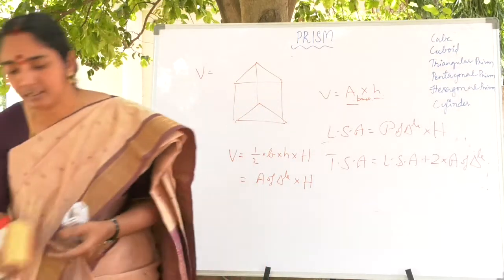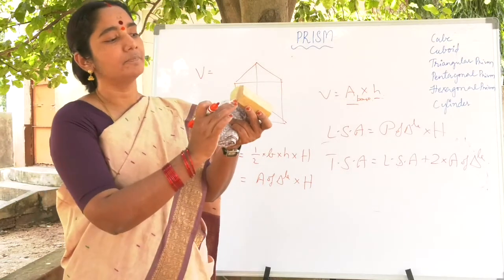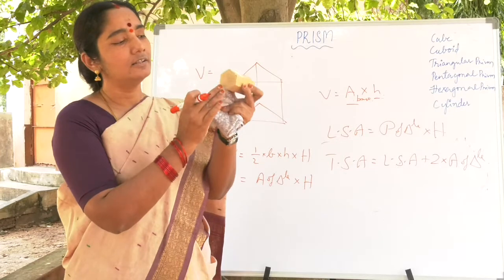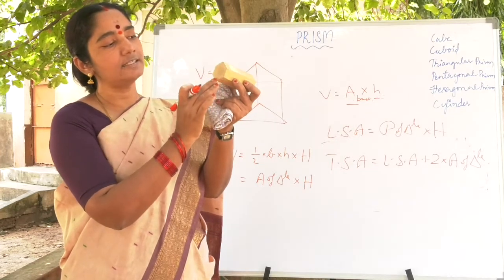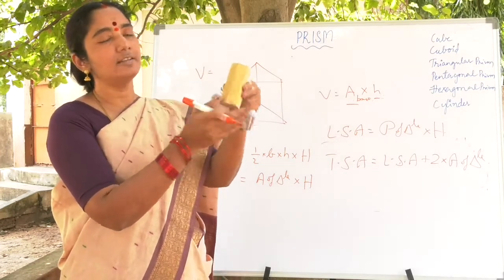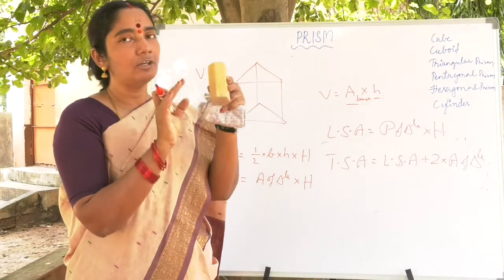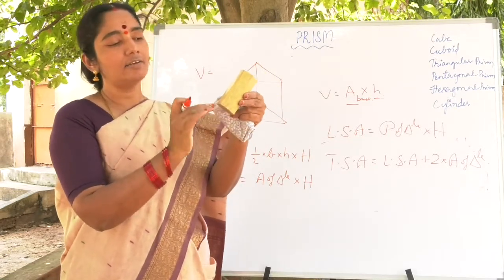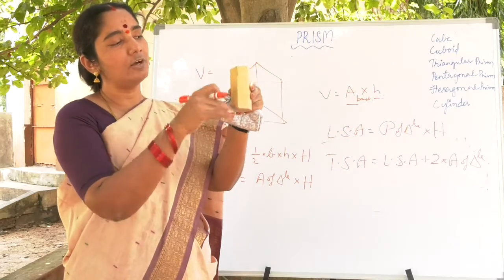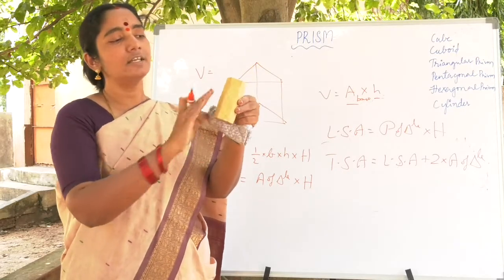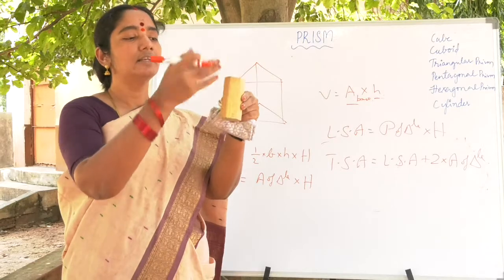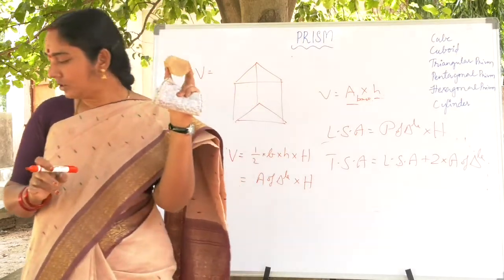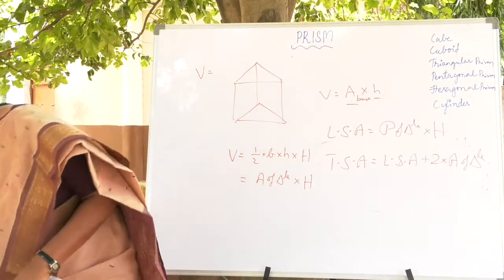Now let us take this prism. This is a hexagonal prism. Hexagon means having 6 sides. This is a hexagonal structure because it is a 6-sided figure. So my dear friends, again the same. The volume is nothing but area of the base into height, and lateral surface area is perimeter of the base into height. Total surface area is lateral surface area plus area of the top and bottom, twice the area of the base. I think now you understood.